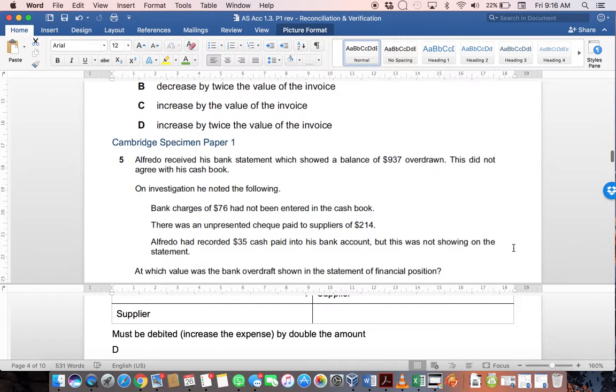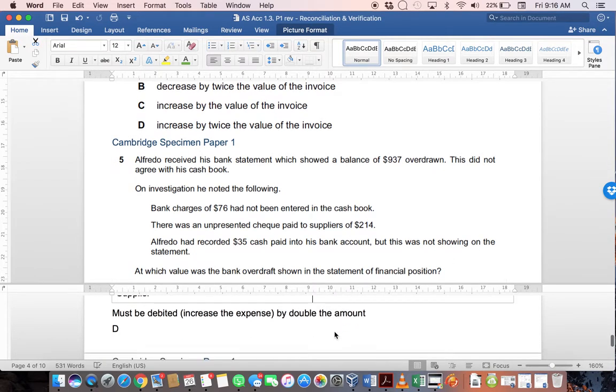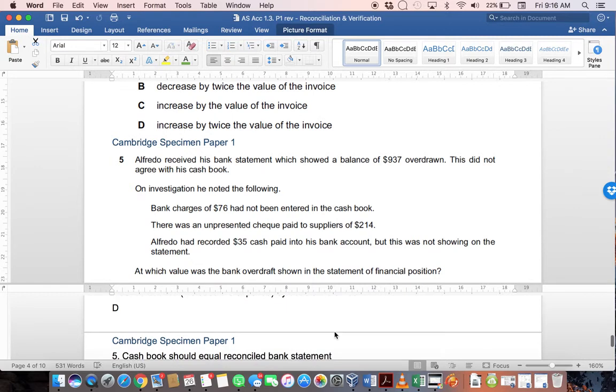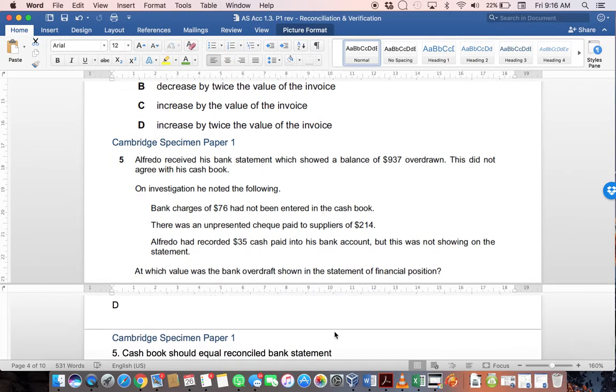Let's now go on to the Cambridge specimen paper number 1, question 5. Alfredo received his bank statement, which showed a balance of $937 overdrawn. This did not agree with his cash book. On investigation, he noted the following. Now, I'm actually not even going to read that yet. I want to quickly see what the question is. At which value was the bank overdraft shown in the statement of financial position? In other words, what is the correct bank figure?